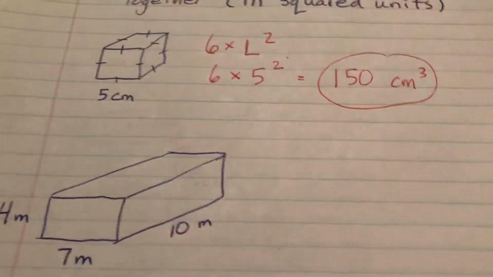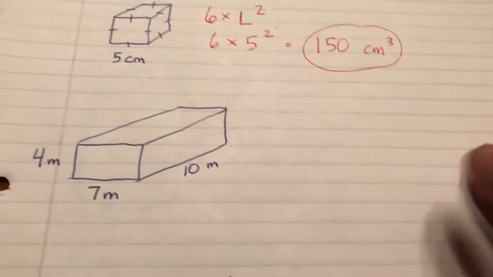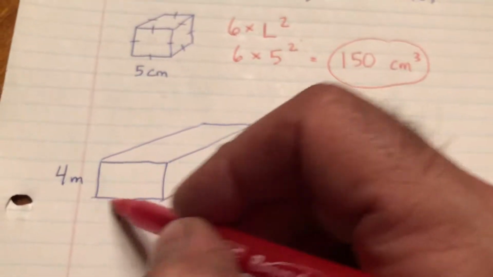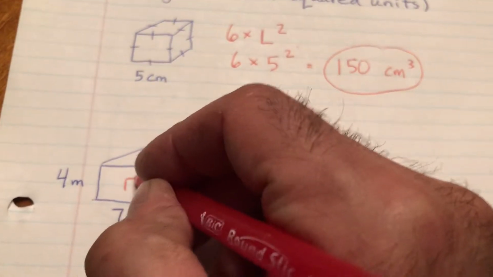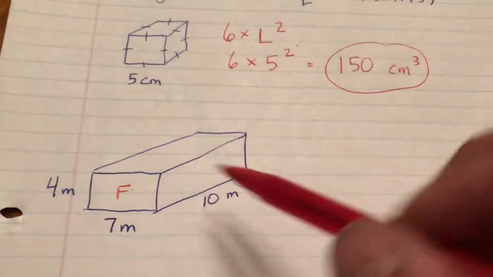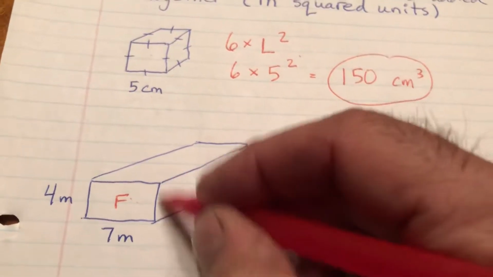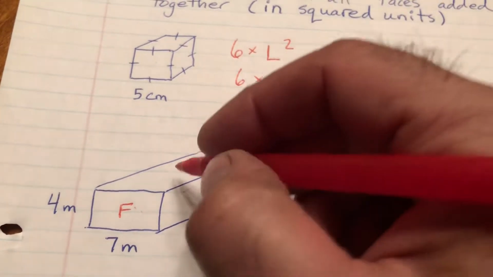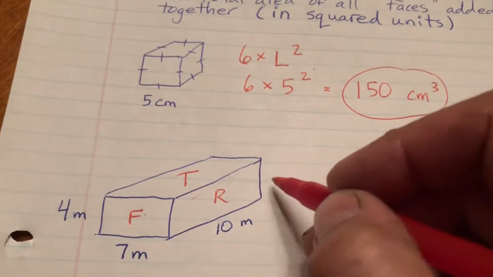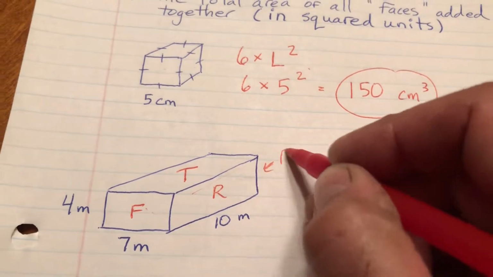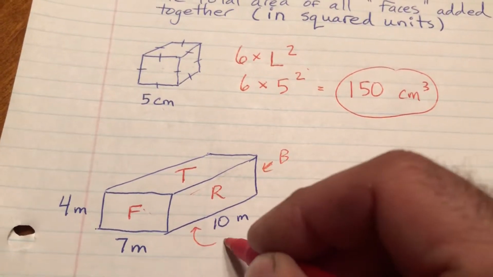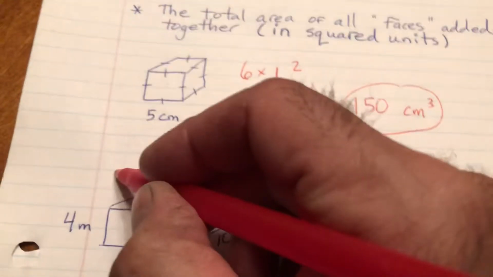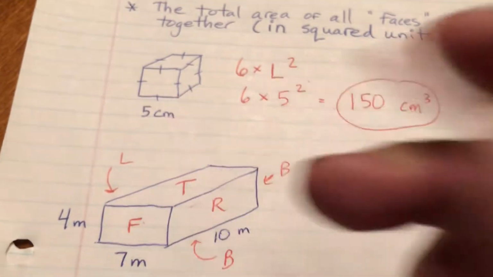Okay, rectangular prism, a little bit more work here. So this is how we do it. I'm going to refer to this face as the front. This side is the right side, this rectangle. This is the top. Over here we have a back side. Underneath we have a bottom side. And over here we have a left side.